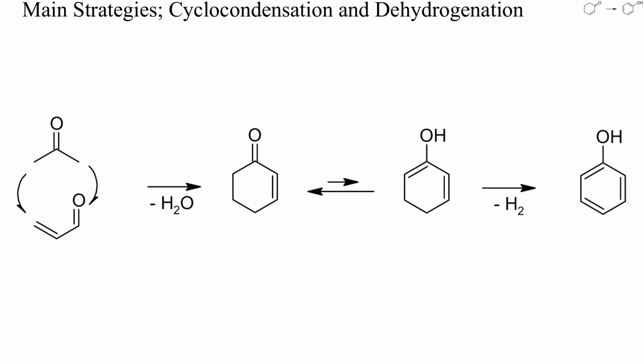Cyclohexenones are readily accessible by Michael addition of a ketone to an alpha-beta unsaturated aldehyde or ketone, followed by intramolecular aldol condensation. The Robinson annulation is a special case of this general synthetic principle. Cyclohexenones can be dehydrogenated to phenols with a number of different reagents, which I'll show you in a minute.